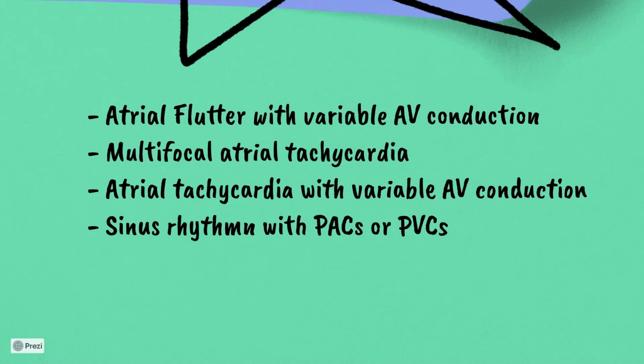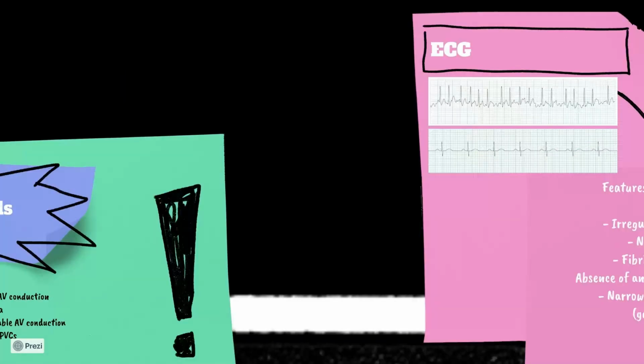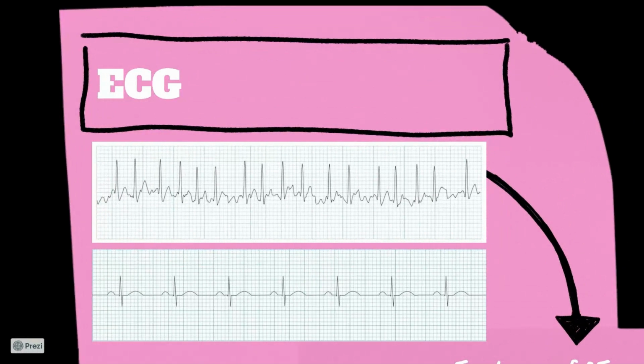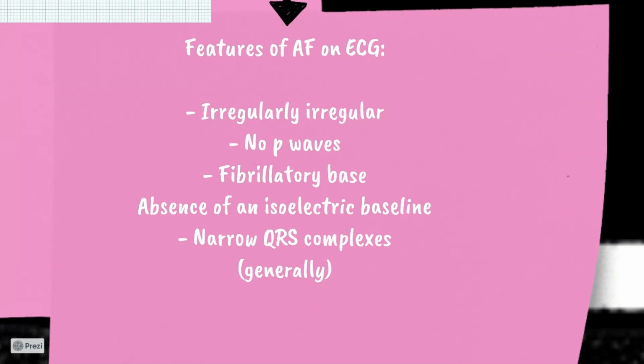You should also consider differentials for the other symptoms that the patient presents with, for example differentials for their chest pain, or their shortness of breath, or their palpitations. The top ECG is that of AF, and the bottom ECG is a normal ECG. What differences can you see? Features of AF on ECG include an irregular rhythm, no P waves, a fibrillatory baseline, absence of an isoelectric baseline, and generally a narrow QRS complex.